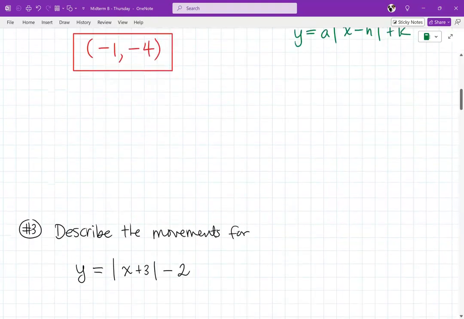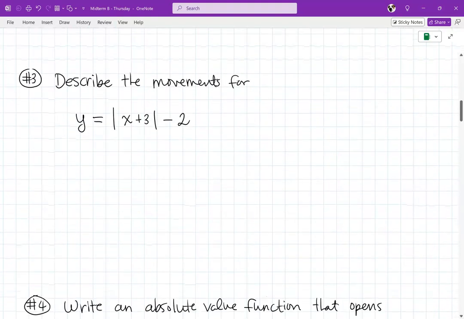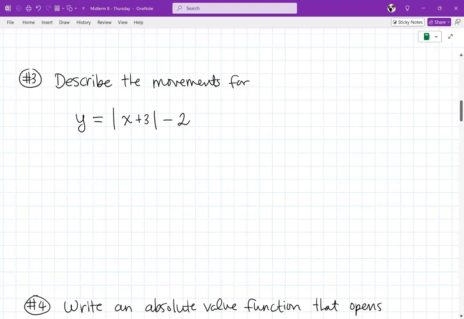So let's go on to number 3. This one just says describe the movements. Okay, so this is the translation. Remember, H moves it left or right. K moves it up or down. If K is positive, it goes up. If K is negative, it goes down. So notice my K value is -2 here. So it's going to have to go down 2, right?